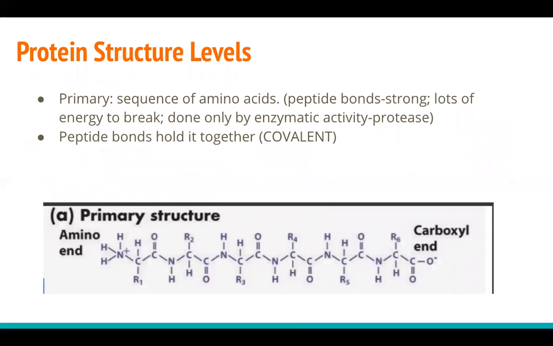Okay, so there are four levels of protein structure. The first level is the primary structure. It's just the sequence of amino acids, starting from the N terminus to the C terminus. It's held together by covalent bonds, the peptide bonds. And really, it's only broken by enzymatic activity, that is, protease.